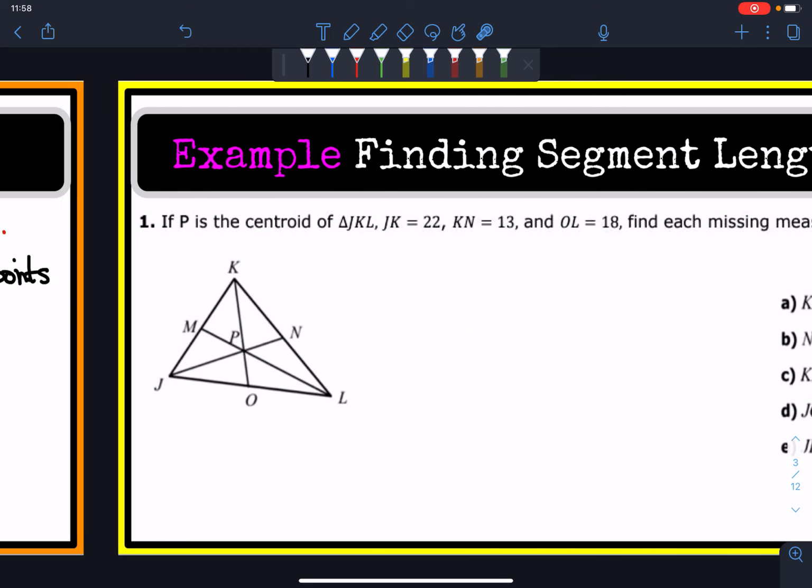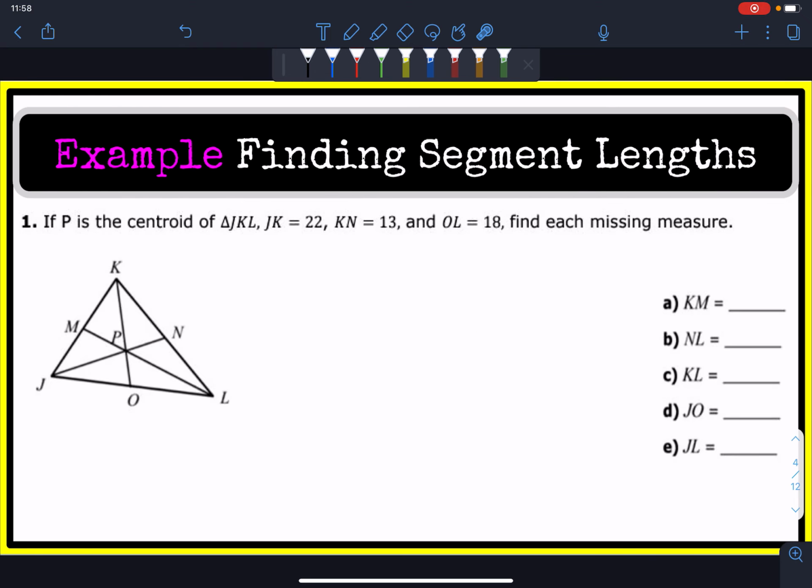So let's look at an example with some actual numbers here, all right? Now remember that since P is the centroid, these points here, M, N, and O, are midpoints. They have to be in the middle because the centroid is the intersection of the medians. So this line is a median, this line is a median, and this line right here is a median. So that means these 3 points, M, N, and O, have to be in the middle.